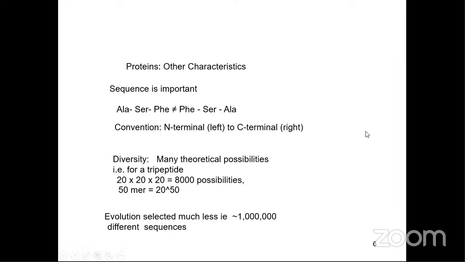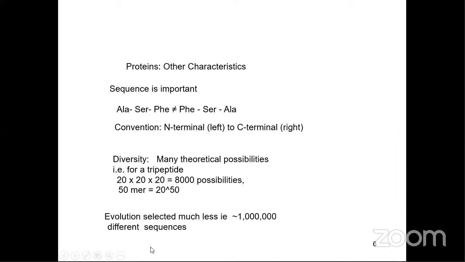So conventionally, we have the N-terminal. That is, the N is the nitrogen that's present in the amide, then the C is the carbon that's present in the amide. So the C-terminal will be on the right-hand side, and the N-terminal on the left-hand side. There are many theoretical possibilities for the sequence of amino acids. If you take a tripeptide, tri means three, so 20 times 20 times 20, there are 8,000 possibilities. If you take 50 of them, it could be 20 raised to the power 50, because 20 amino acids, 50 positions. So we can theoretically have proteins with 20 raised to the power 50 sequences.